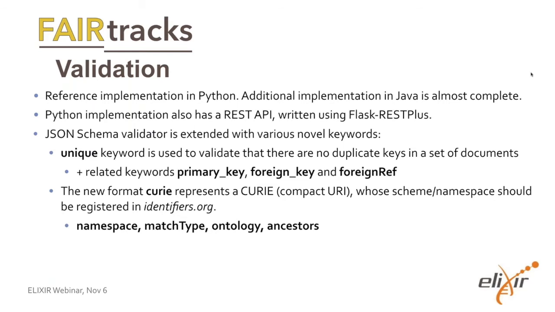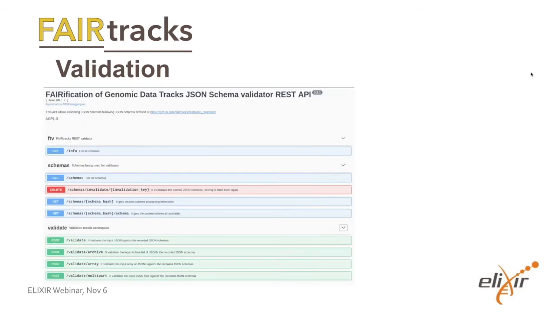Also, we added support for queries, meaning that this metadata field is supposed to be a query that can be handled by identifiers.org. The last part would be a set of keywords for ontologies. So this is the JSON validator REST API.